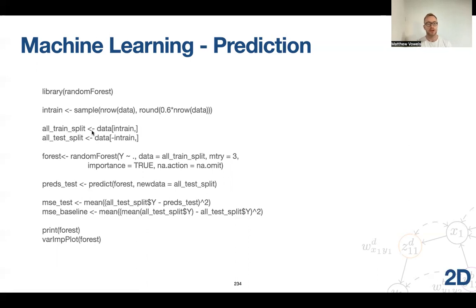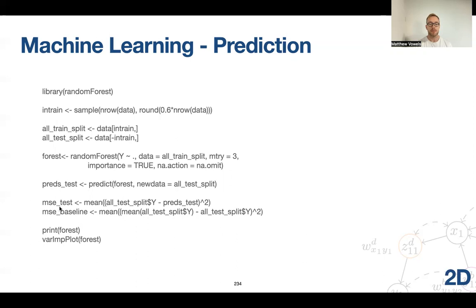So we pull out the training split and the test split. We train our random forest on the training split. We have y as our outcome here, the little tilde indicating what the predictors are, and we're just going to put a full stop there to indicate we'll use everything else in the data set, all the other variables. We're going to generate some test predictions here using the predict function, by passing in the test data.